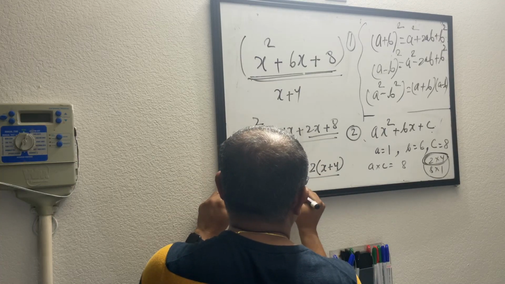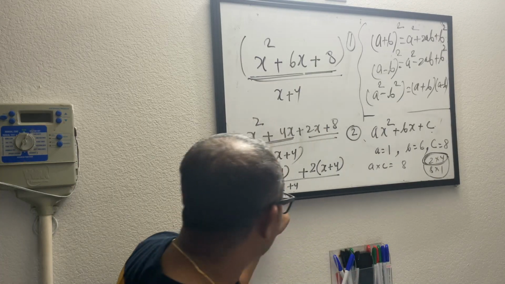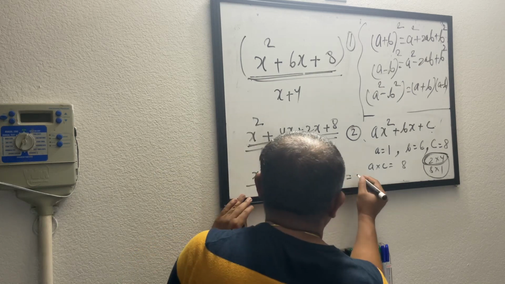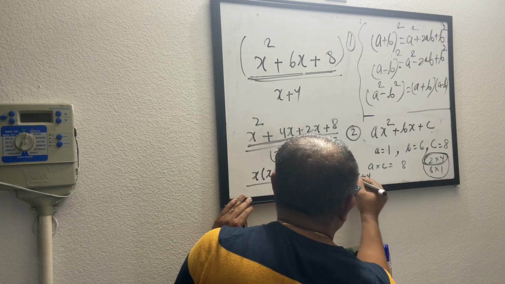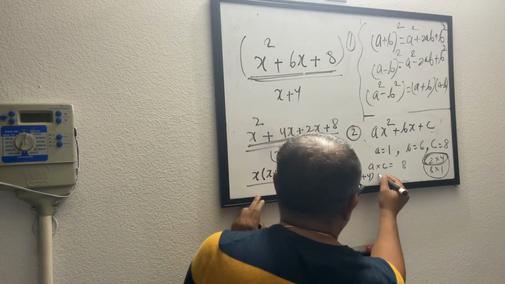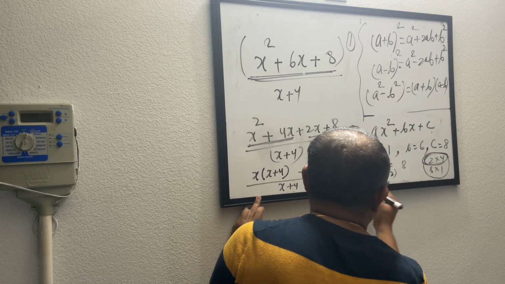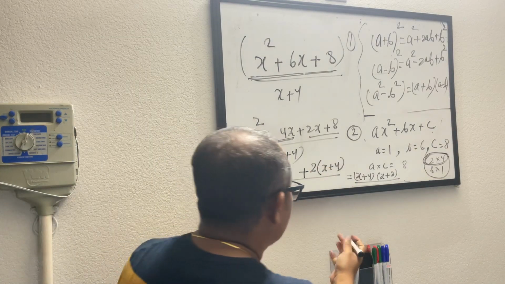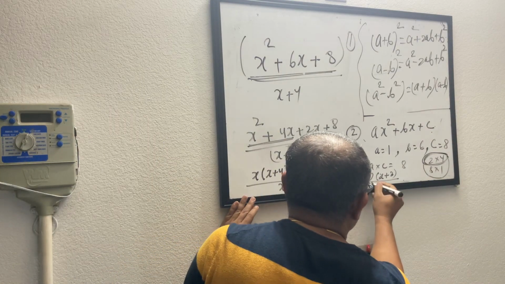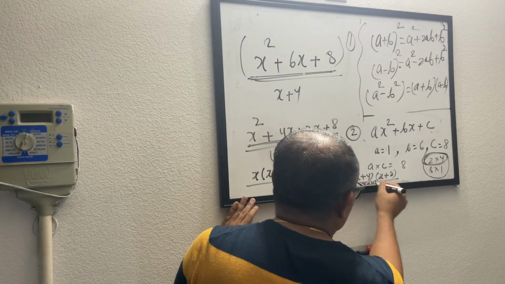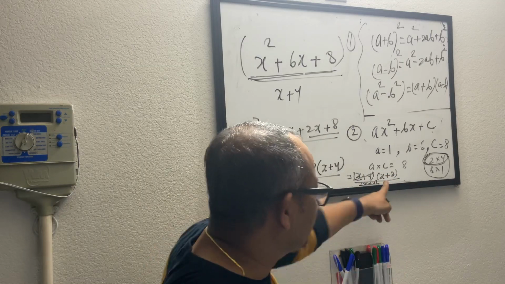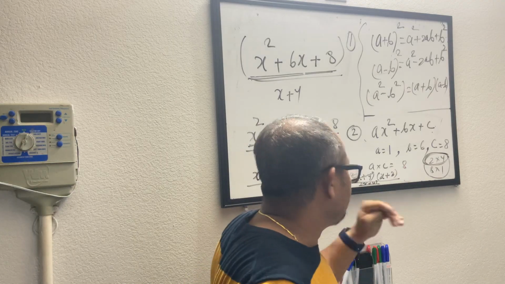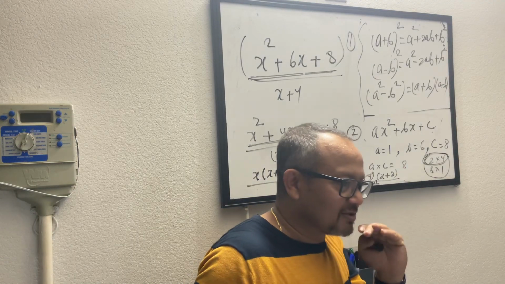Now you have a common multiplier for both the terms. So you can take it out as x plus 4 is common, and here you have x plus 2. This is just the reverse of the distributive property, okay? And you have x plus 4. Now you can cancel this x plus 4 against the other x plus 4, and your answer is x plus 2. I'm not concerned about the answer.